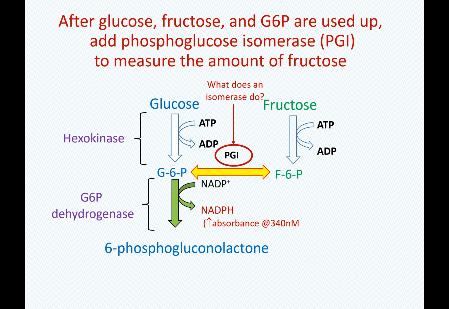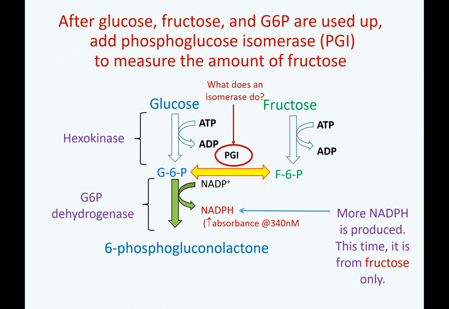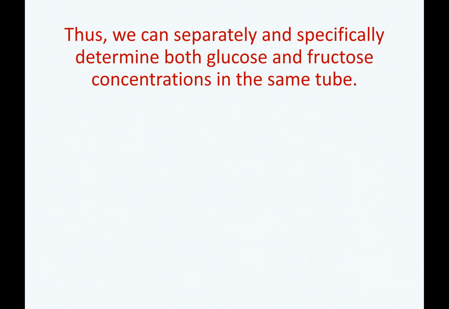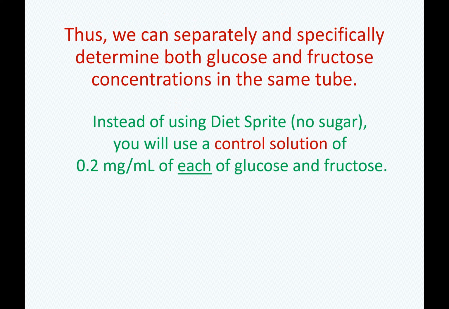Think about what an isomerase does then, or PGI. It simply converts the two of them back and forth. Note that more NADPH has been produced from this, but this time it's only from fructose. This will allow us to separately and specifically determine the levels of both glucose and fructose in the same tube.